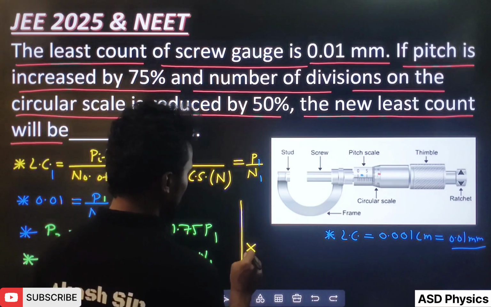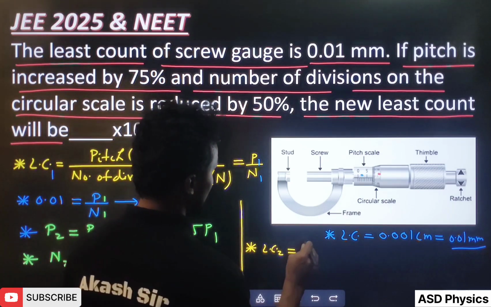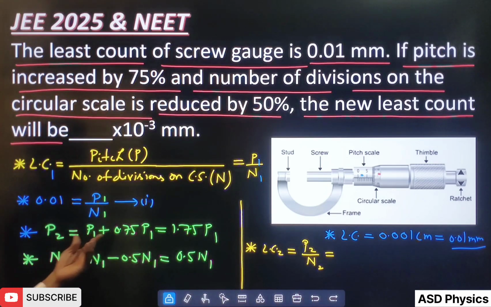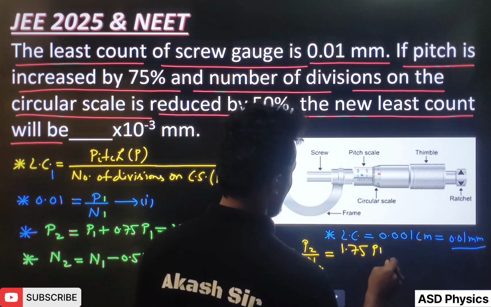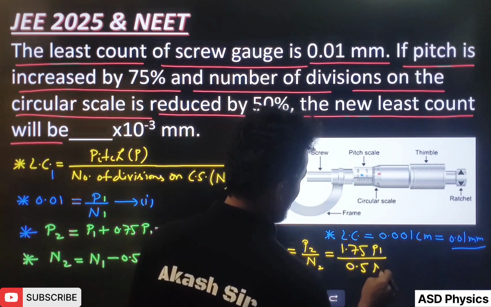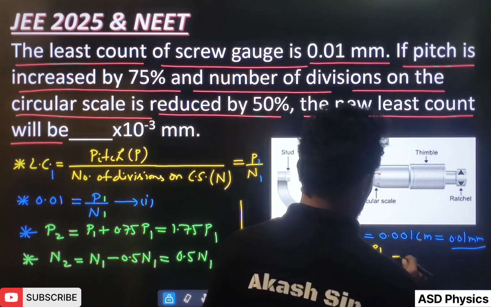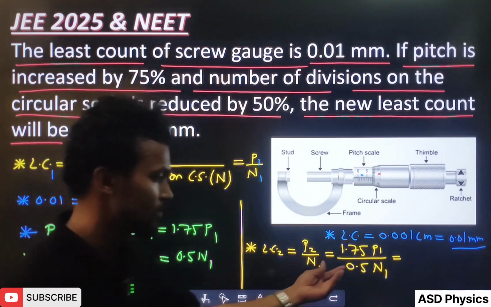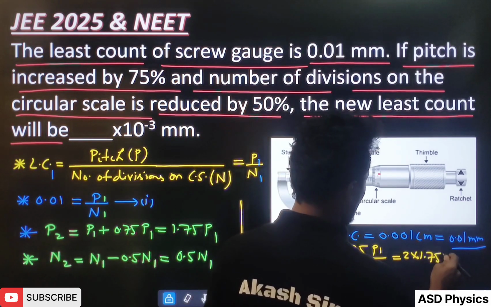So if I write the new least count, least count 2, it is P2 by N2. Now P2 is 1.75 P1 and N2 is 0.5 N1. So 1.75 P1 by 0.5 N1. When we simplify this, it becomes 1.75 by 0.5. The 0.5 means the 2 will go in the numerator, so 2 into 1.75.